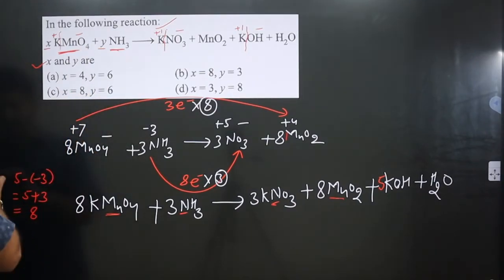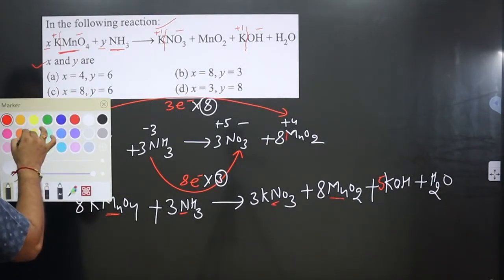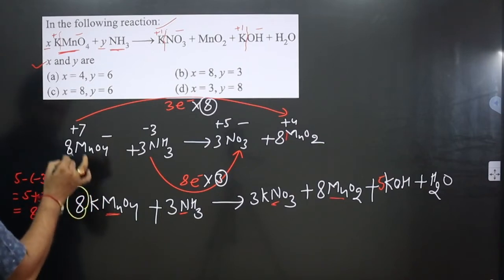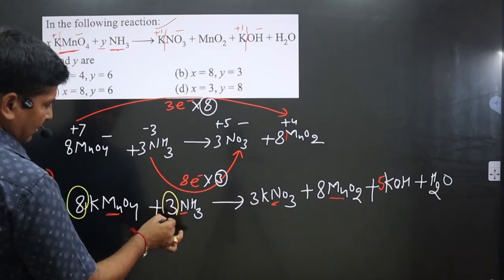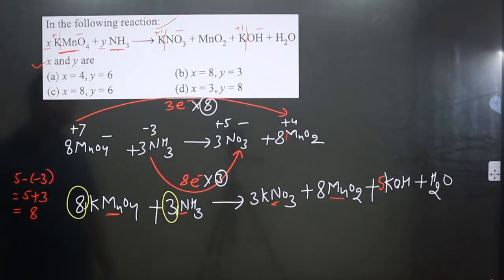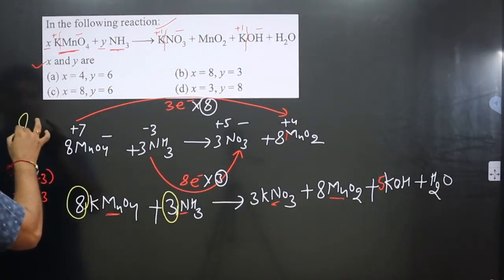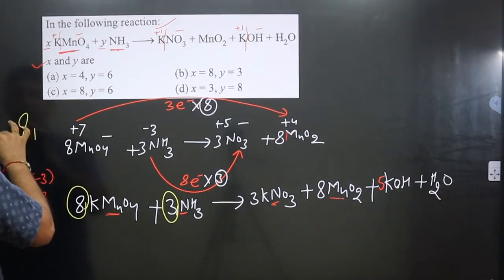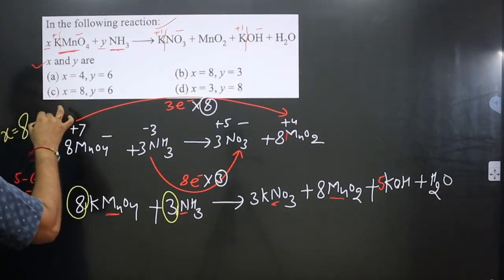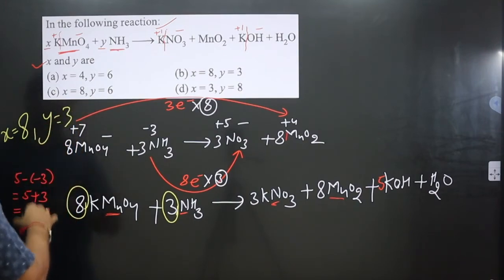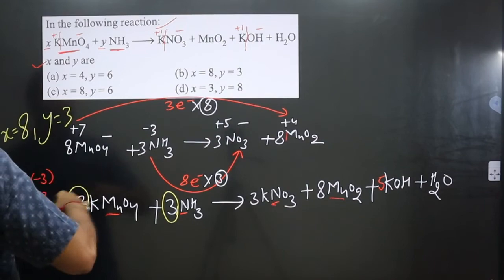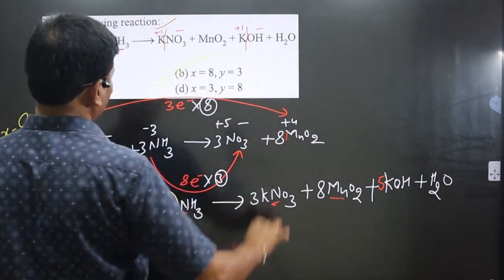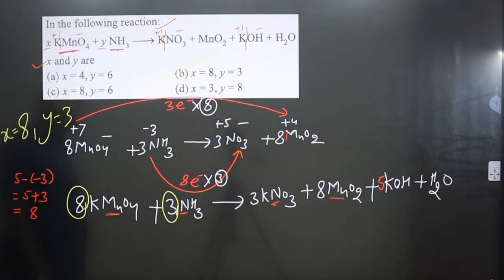But anyway, the question does not ask about balancing hydrogen and oxygen, it is asking about the reactant. And in case of reactant we get 8 moles of KMnO4 and 3 moles of ammonia. So we have 8, x value is 8 and y value is 3. Any option? Okay, option B is there. Option B is correct. X is equal to 8 and y is equal to 3.